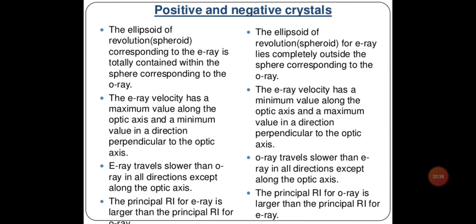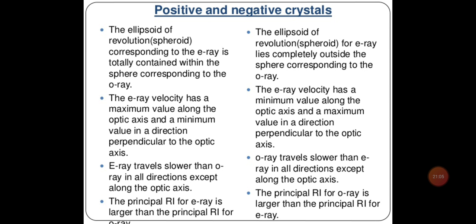Now the next topic I am going to discuss here is positive crystals and negative crystals. When we talk about uniaxial crystals, meaning crystals having one optic axis, they can be categorized into two categories, that is negative and positive crystals. What are the negative crystals? This first point I will discuss a little bit later.